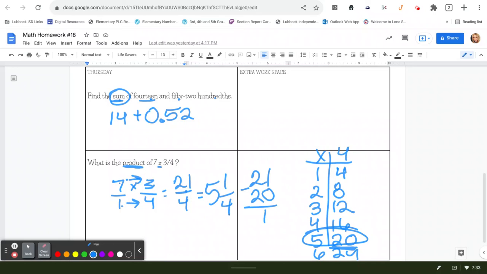Let me know if you have any other questions or if you're still not understanding this part, getting from the improper fraction to the mixed number.